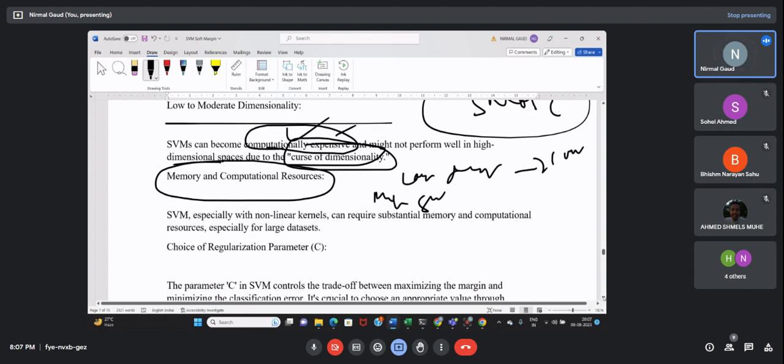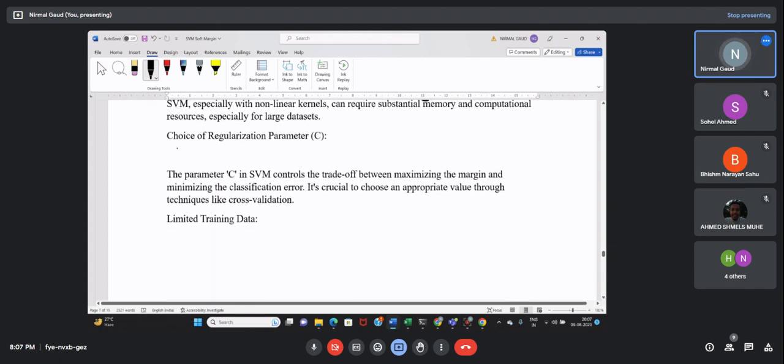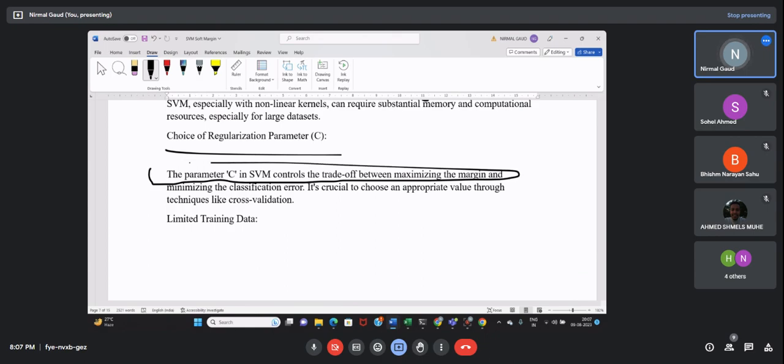And the choice of regularization parameter C, that is the parameter which decides how your margin should be. This C controls the trade-off. So you have to check what the value of C should be. Again, it's a hyperparameter we have already seen, and we have seen the relation between C and the margin.